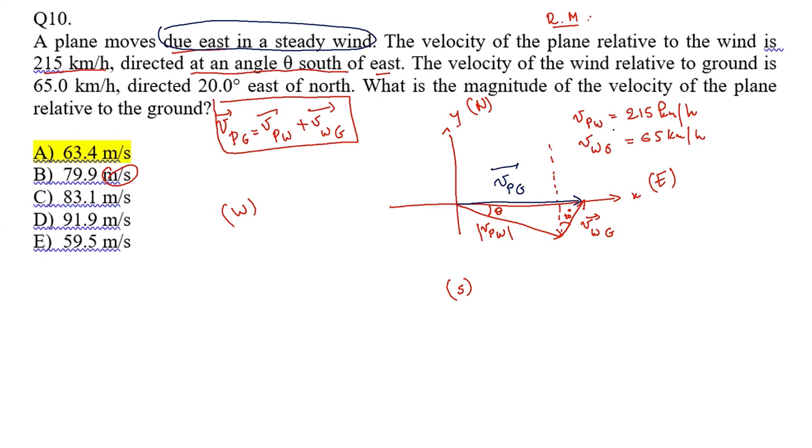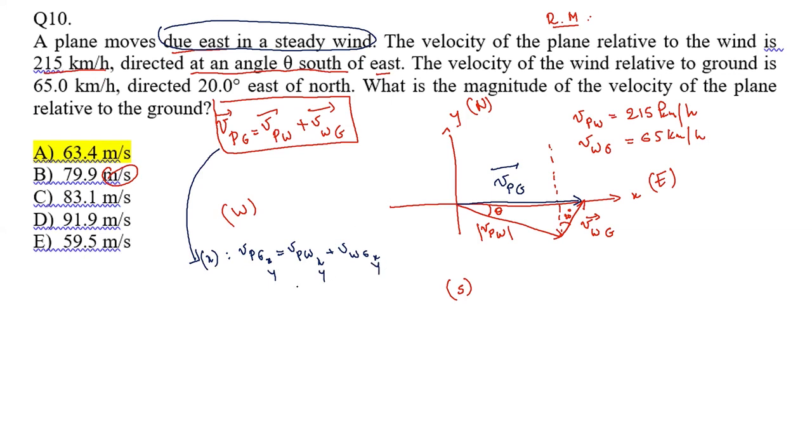I write them in magnitude-angle notation. Now let me exploit this relationship here. This is a vectorial equality. That means it's true along x and it's true along y. So along x, I will have VPGX is equal to VPWX plus VWGX. And also along y, I just replace x by y and then I got it.